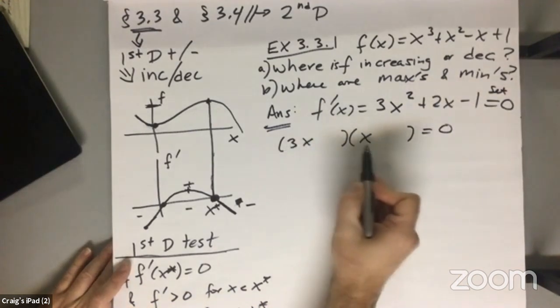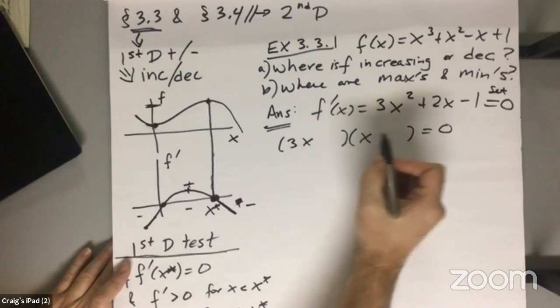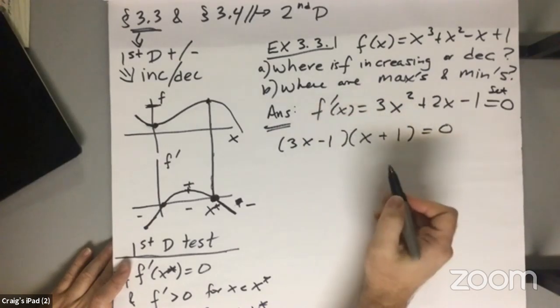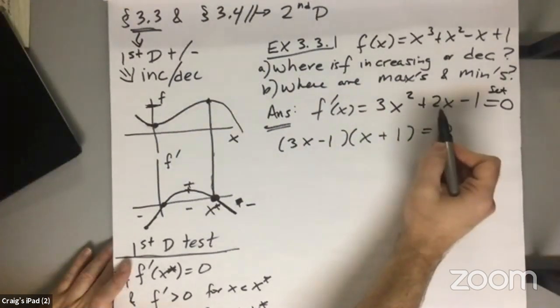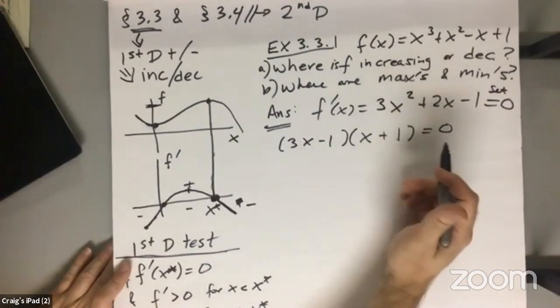And so I'd have 3x squared. I need a plus 3, right? So plus 1 minus 1. I'd get plus 3x, and then minus x is 2x, and then minus 1 times plus 1 is minus 1. Okay, so they were easy on me.